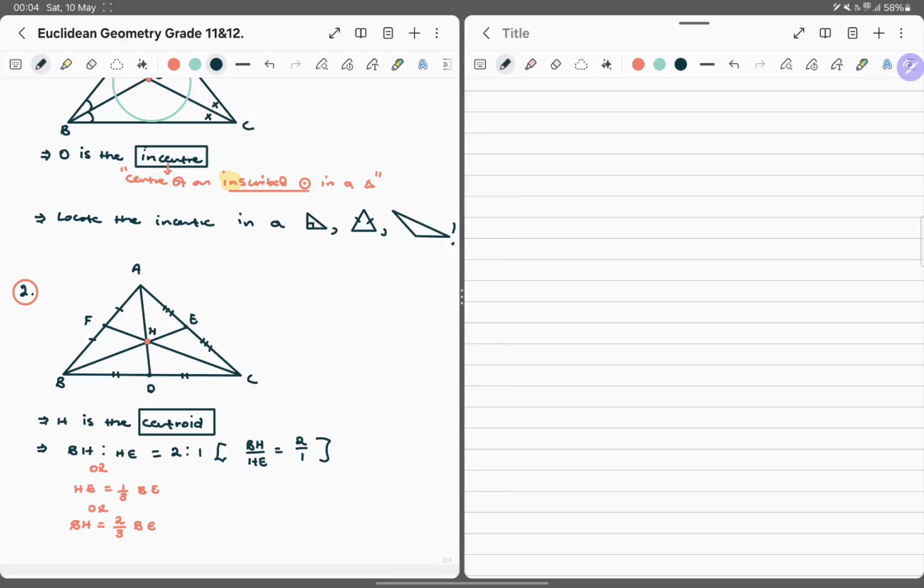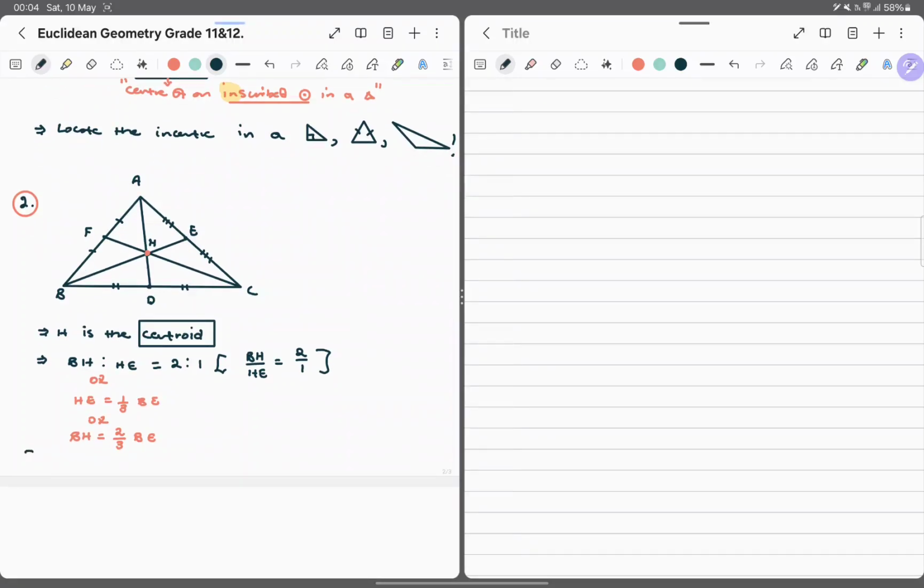All right, so folks, again, here's your task. Now find or locate the centroid in a right-angled triangle, in an isosceles triangle, which is acute angled, of course, and a scalene triangle, or we can say an obtuse angled triangle. The question is, where is it located?